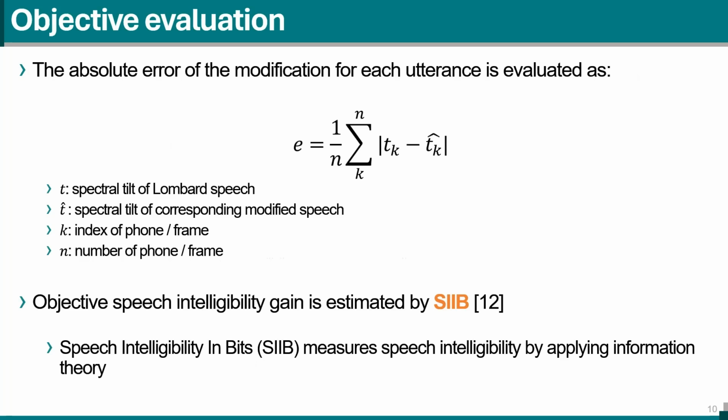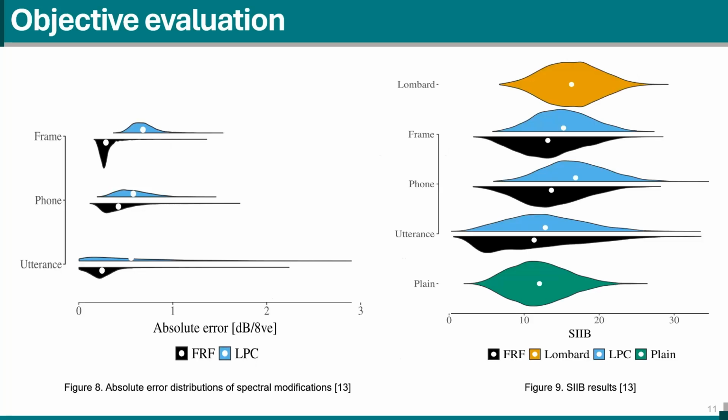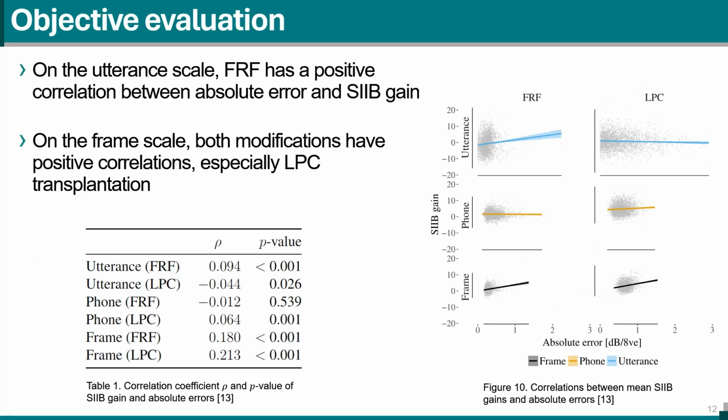We conducted objective evaluation. The modification accuracy is calculated as the absolute error, and the objective speech intelligibility gain is estimated by SIIB. These were the results of objective evaluation. It says that LPC is less accurate than FRF on the modification, but LPC has a larger SIIB value than FRF. And the correlations between mean SIIB gain and absolute error say that there is a positive correlation on the utterance scale for fractional roll-off of filter, and on the frame scale for both modifications.